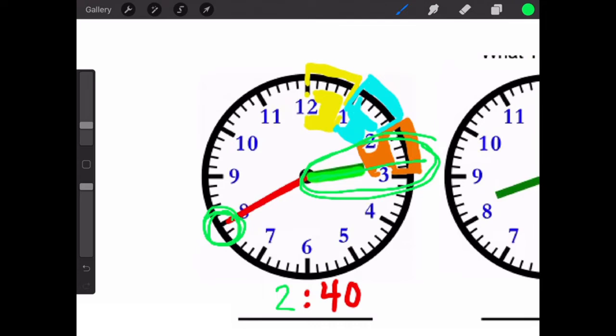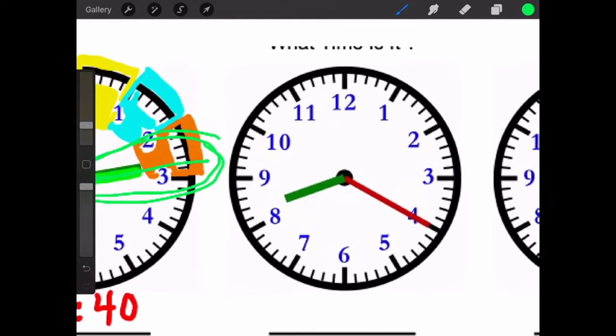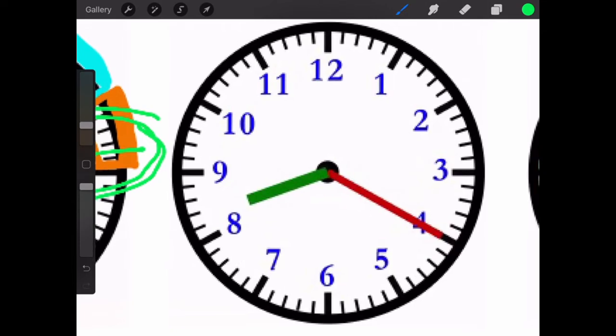Okay, if you were a little bit confused by this, don't worry. We've got more clocks on this page today that we are going to look at and be able to figure out what Miss Whitman is exactly talking about today.